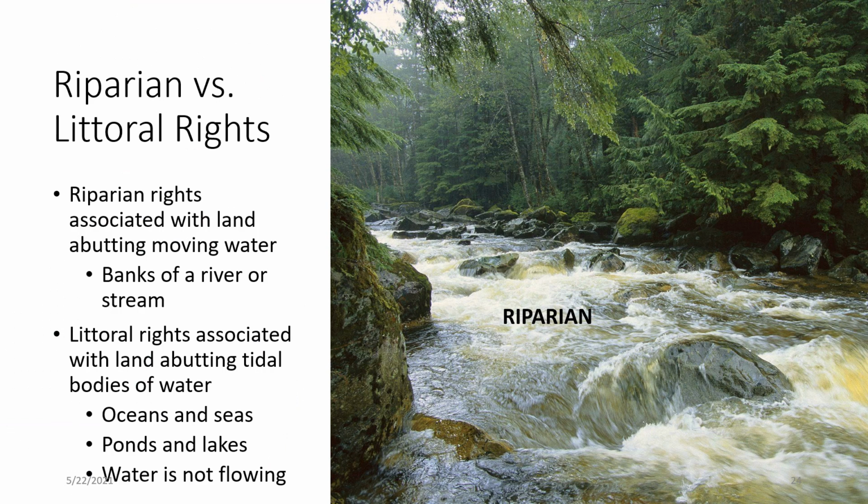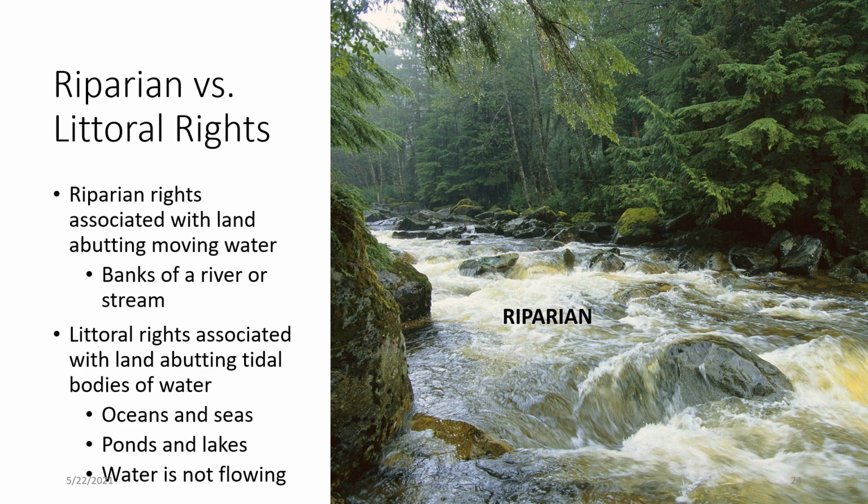So what is the difference between riparian rights and littoral rights? Riparian rights are associated with land abutting moving water, like the banks of a river or stream. The water's flowing in a direction. Littoral rights are associated with land that's abutting tidal bodies of water, big bodies like oceans and seas, ponds and lakes, and the water's not flowing, it's not going in a direction. The way I remembered the difference between these two for the test is I thought RRR, LLL. Riparian is like a river rushing, littoral is like a lazy lake.